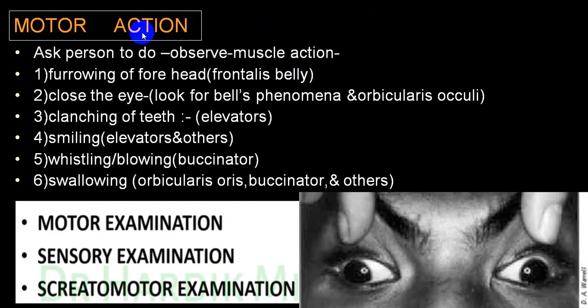So while testing for the motor action, you ask the person to elevate the eyebrow, close the eye tightly, clench the teeth, smile, whistle or blow, testing the buccinator, and swallow. While you are furrowing, you are testing the frontalis belly. When you are asking the person to close the eye, you are testing the orbicularis oculi. And in a person with a lower motor neuron palsy, while the person is trying to close the eye forcibly, you will see the eyeball rolling up. That we call Bell's phenomenon.